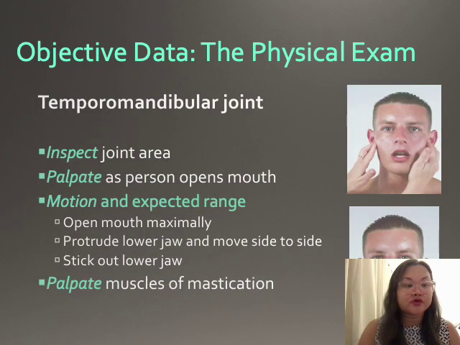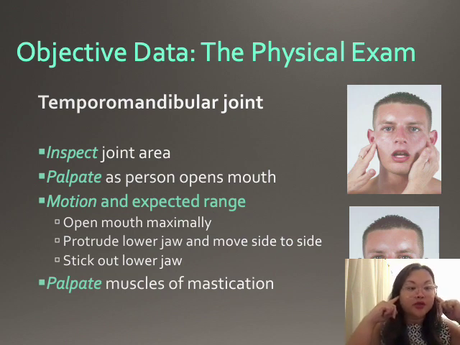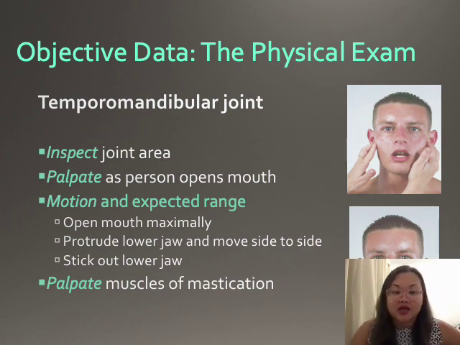Now we're going to move to the joints themselves. So the TMJ, you're inspecting that joint area. As they open up their mouth, you're going to have them open their mouth up to the maximum ability. Then you're going to have them protrude their lower jaw side to side, stick out that lower jaw, and then you're going to palpate the muscles of mastication around that area.